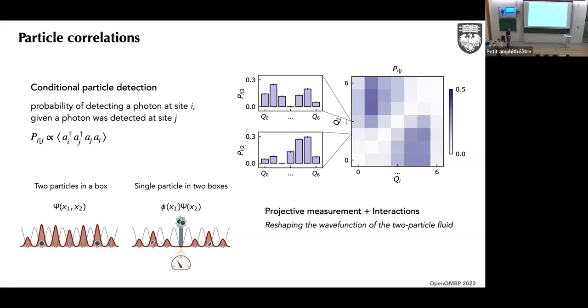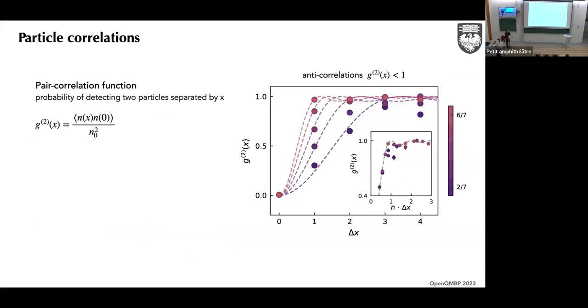Oh, 5 minutes. Okay, I'll try to go a bit faster. Then you can look at pair correlation functions. This is G2, where you're looking at the probability of measuring two particles at some distance x from each other. Here I'm showing you the G2 as a function of different lattice fillings.